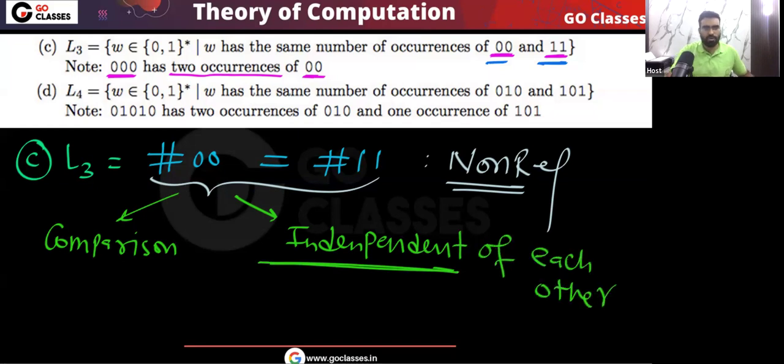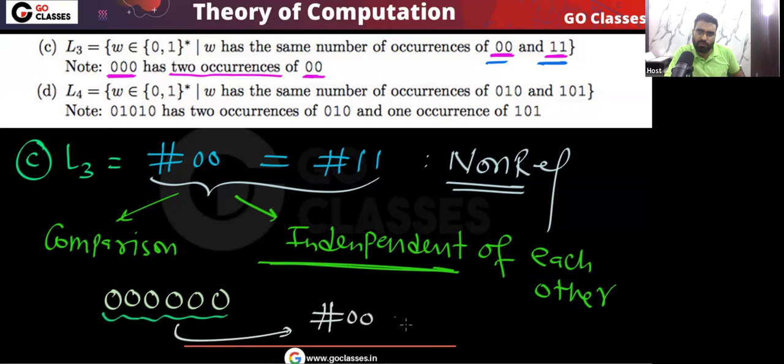For example, you can see that one of them can repeat without another. This zero can repeat. How many double zeros have we seen here? One, two, three, four, five. In this string, the number of double zero is 5, and the number of 11, how many have we seen? That is 0. So in this language L3, the number of 00 is equal to the number of 11, and here you can easily see they are independent.